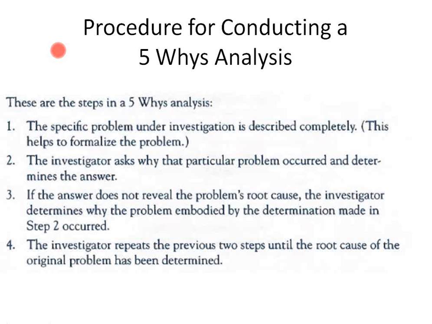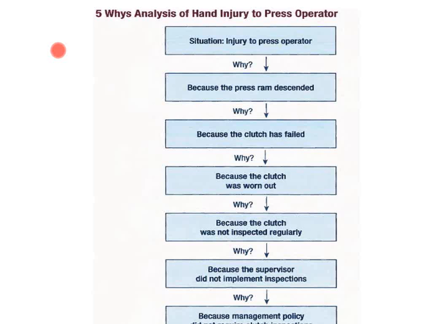The steps, the 5 whys steps, of course there's only 4 steps to the 5 whys. The specific problem under investigation is described completely, formalize what the problem is. The investigator asks why that particular problem occurred and determines the answer. If the answer does not reveal the problem's root cause, the investigator determines why the problem is embodied by the determination made in step 2. And you keep on asking the question until you feel like you've gotten to the point. You just keep on repeating the previous 2 steps in there.